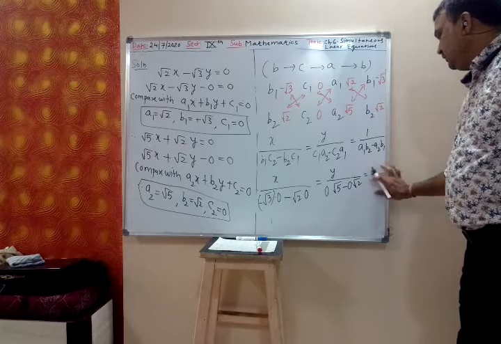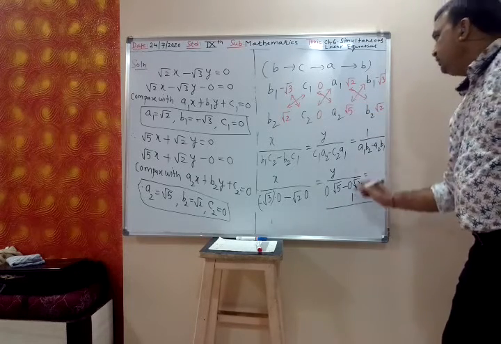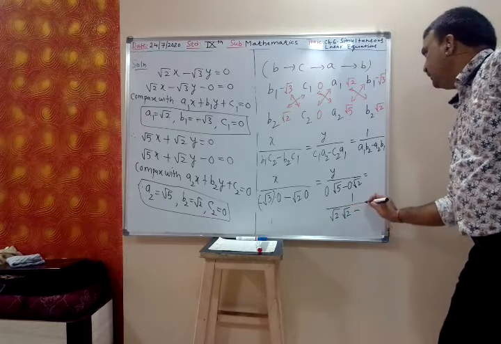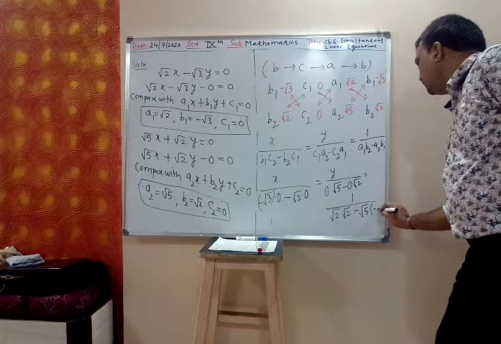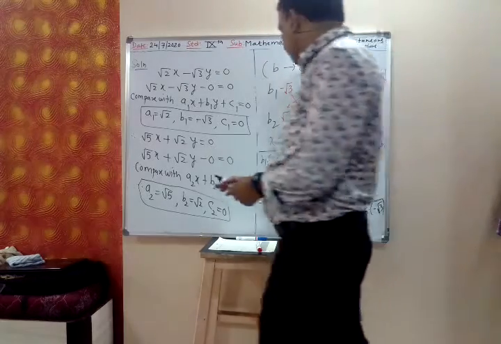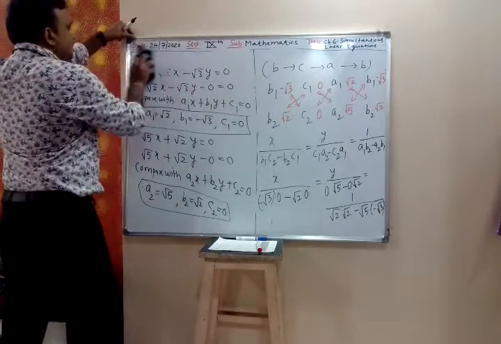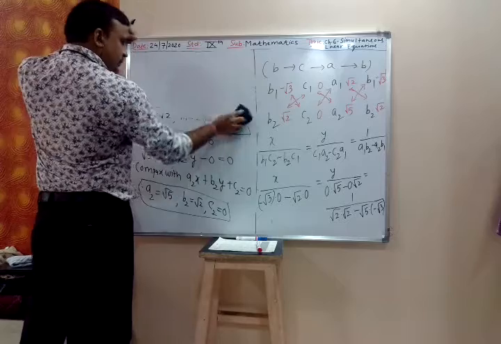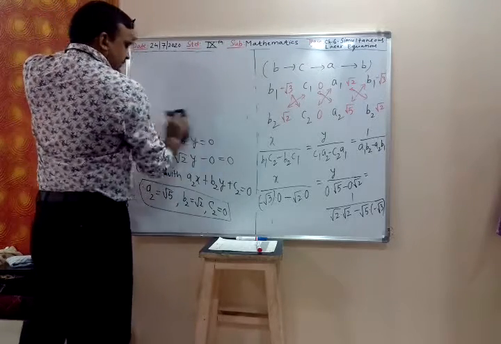So that is equal to 1 upon a1 b2, root 2 into root 2, minus a2, root 5, into minus root 3. So x upon minus 3 into 0. What is minus root 3 into 0? 0. Root 3 into 0 is 0. Root 2 into 0 is 0.